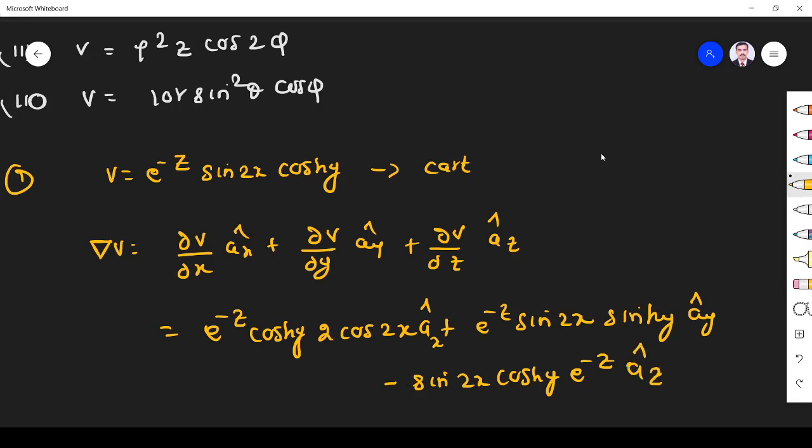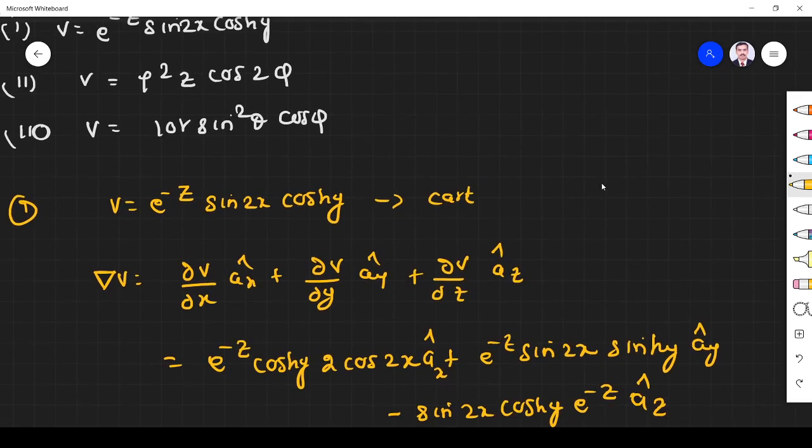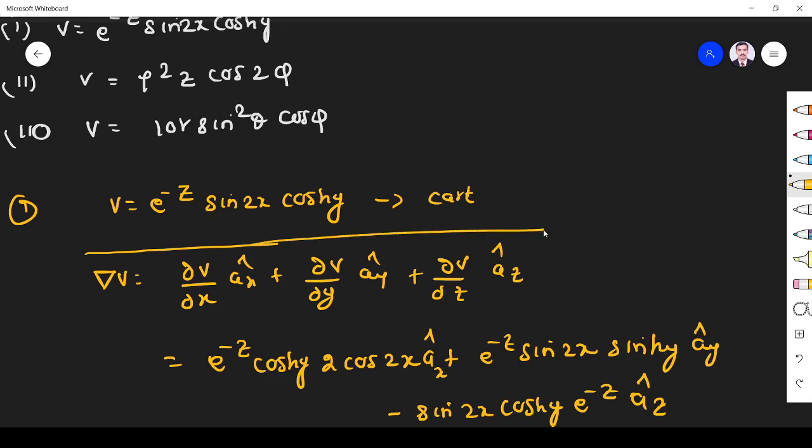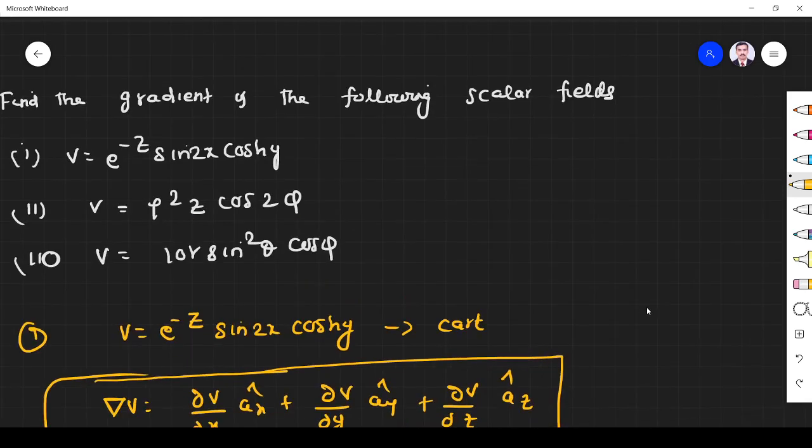So simple problem. Second problem, see, understand the problem first. You see this is the gradient equation for the Cartesian coordinate system. Just differentiate it, no problem. You see, what is the input? Input is a scalar quantity. There is no vector, unit vector, so it is a scalar.